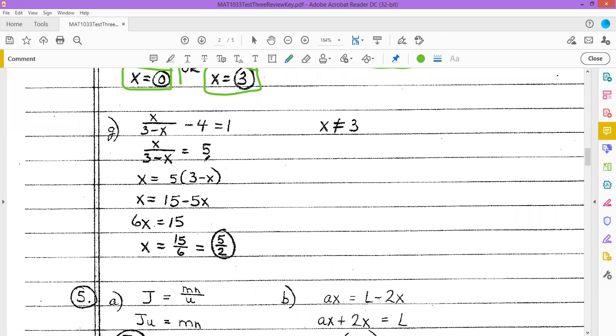For letter G, we see x divided by 3 minus x. Again, this denominator cannot be 3. So we can't have 3 in the denominator, because if we did, that denominator would be 0. So we can get any other solution other than 3. But when we go to solve this equation, we want to collect the terms on either side of the equation so that we could cross multiply, just like we did with the previous problem.